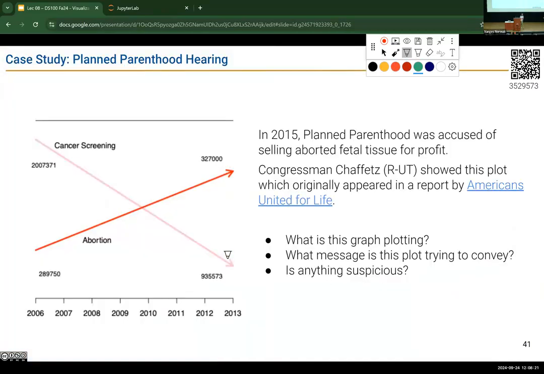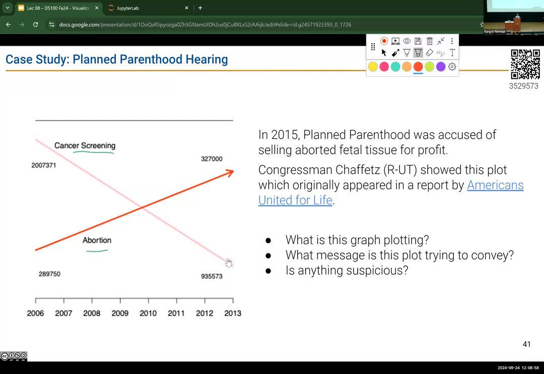So this is a case study from when there was a hearing about Planned Parenthood being accused of selling aborted fetal tissue. The idea was that they were saying that the number of cancer screenings went down and the number of abortions went up from 2006 up until 2013. And the idea was, okay, let's investigate and let's have a hearing on what's happening with the practice of Planned Parenthood. But there is an issue with the way that information is plotted in this figure. And you might have guessed what the issue is.